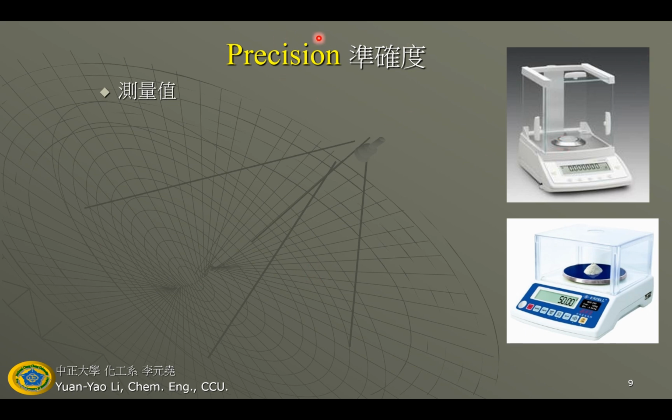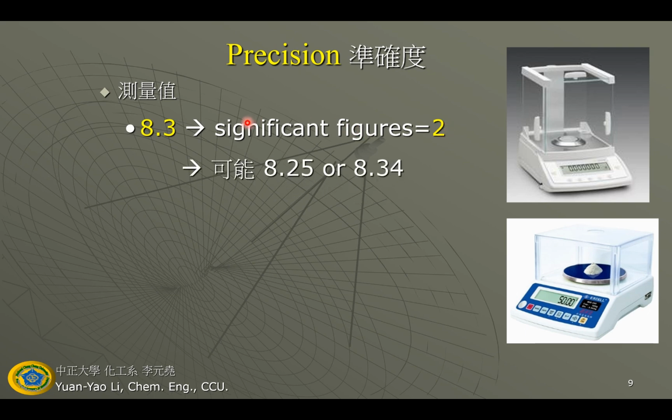So let's think of the precision. If you have a sample, you put it on the balance here, and it reads 8.3, the significant figures is 2, right? It can be what? Because it can be 8.25 or 8.34. It depends on round-off. How do you do the round-off? Right? How about this? 8.300. So you have 4 significant figures. So this number has a better precision than this number.